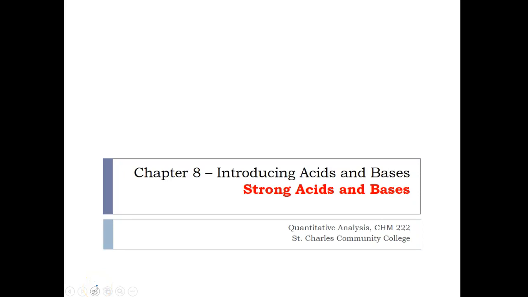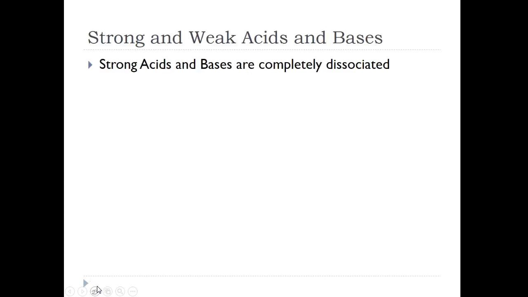This is the third lecture for Chapter 8, which is introducing acids and bases. This lecture is going to cover strong acids and bases. First of all, there are strong and weak acids and bases. The difference is that strong acids and bases dissociate completely. So when they get in solution, they break apart 100% into their individual ions.